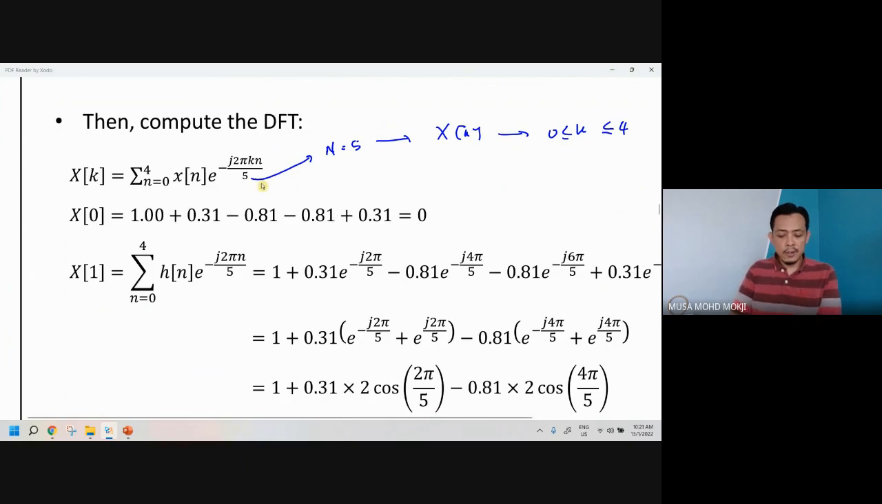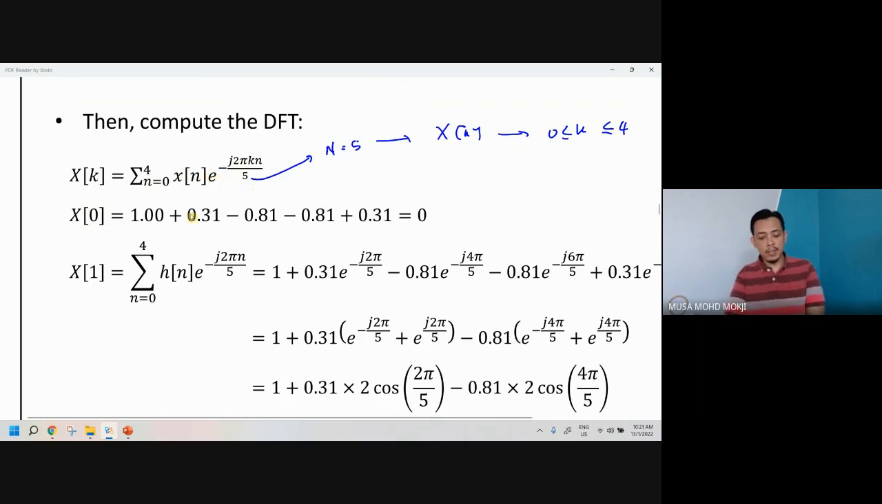So the first one is always the easiest, where we find x0. This is where k equals to 0. When k equals to 0, you just replace this k with 0. If this k is 0, everything else becomes 0, and then this is actually e to the power of 0 equals to 1. Okay, so what you will have is only a summation of n equals to 0 up to 4 of all the xn, and the rest you just multiply by 1.